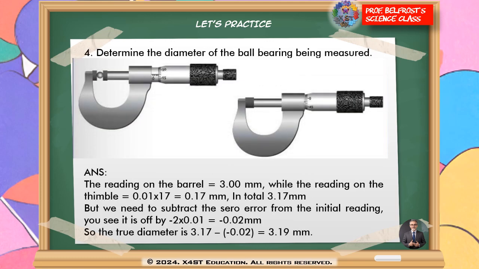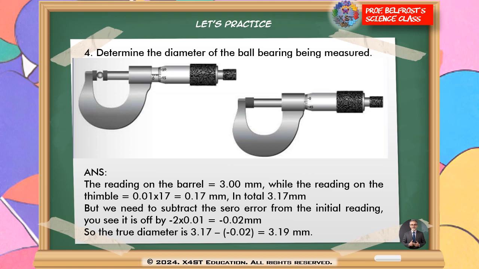Number 4. Determine the diameter of the ball bearing being measured. Actually, this question I made, I keep repeating the same thing, because in this one I want you to pay attention to the error being made.